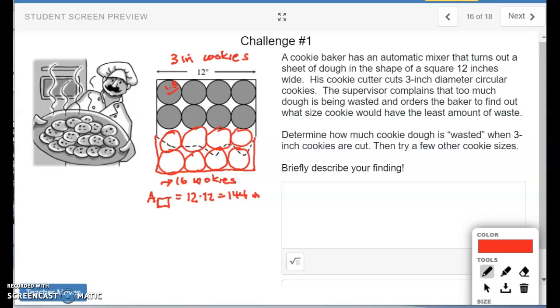Okay, now from here we can calculate the area of the circles. Area of one circle, and I'm going to say 16 cookies. One cookie is going to be pi times 1.5 squared, and then we are going to multiply by 16 because there are 16 of them.